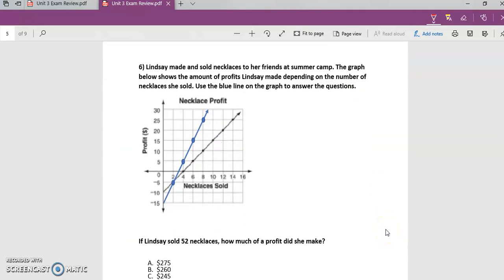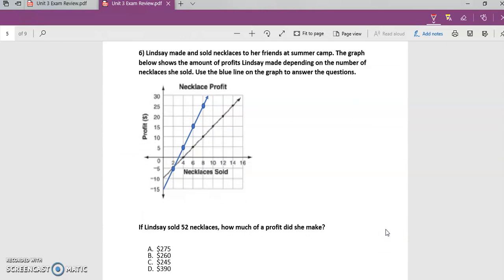Okay, moving on to number 6. Lindsay made and sold necklaces to her friends at summer camp. The graph below shows the amount of profits Lindsay made depending on the number of necklaces she sold. Use the blue line on the graph to answer the questions. Okay, so I'm going to look, the y-intercept, or my starting point, is at -15. So maybe that means that she had to buy supplies to make the necklaces. So she's starting off at a negative amount. That's her starting point. Then we still have to find the slope.